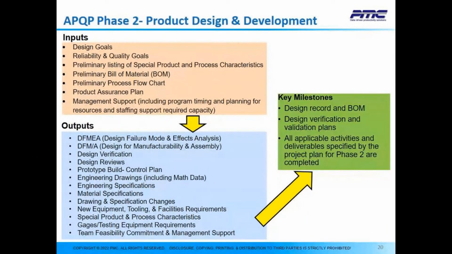So based on these outputs, the key milestones, we have 3 of those: design record and the BOM, design verification and validation plans. And as usual, you're going to see this repeated across the phases, all applicable activities and the deliverables specified by the project plan for this phase.